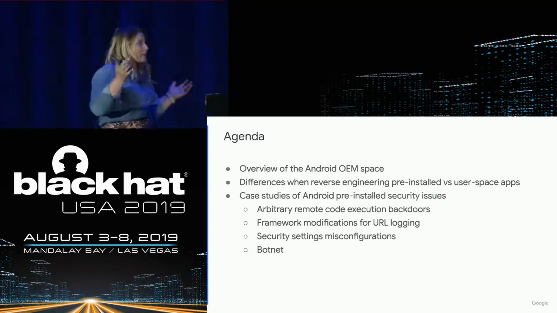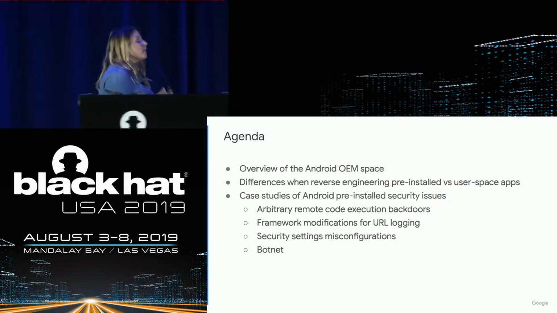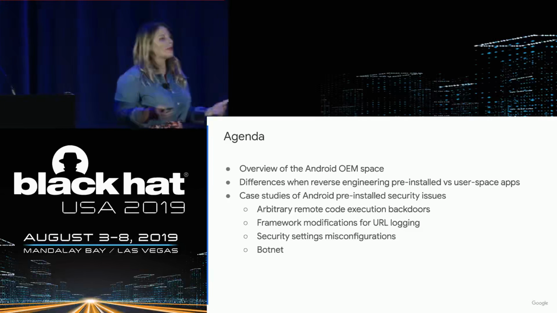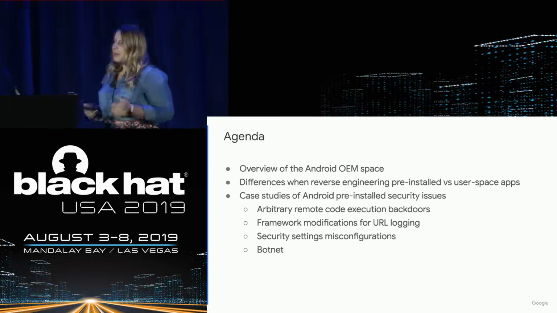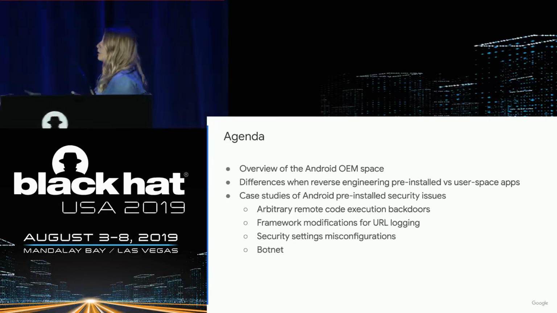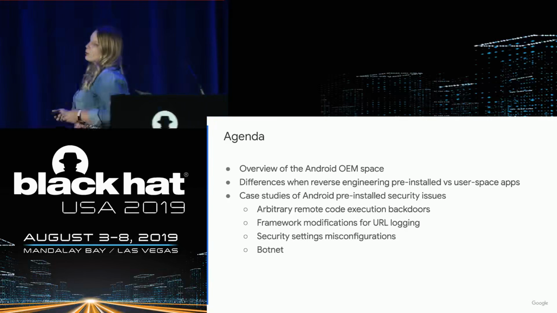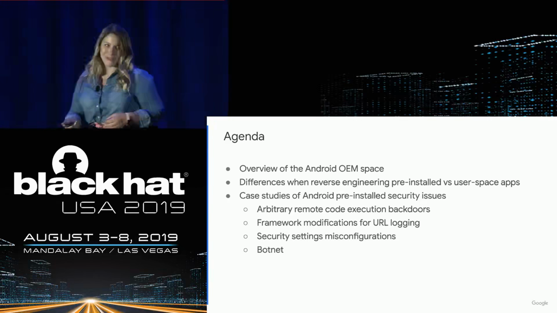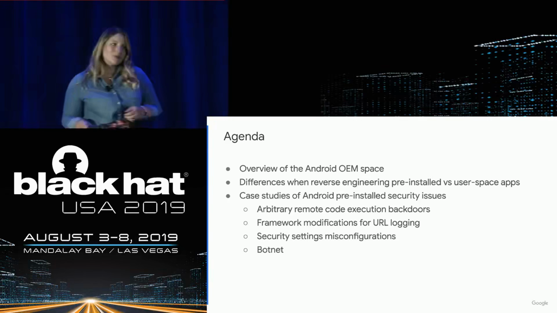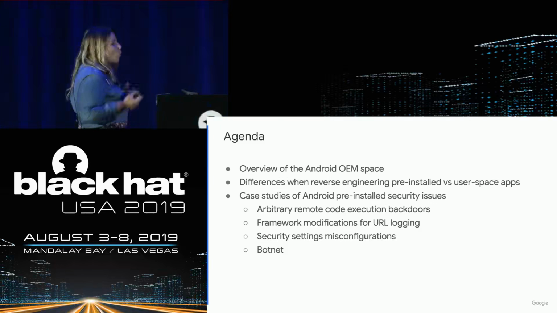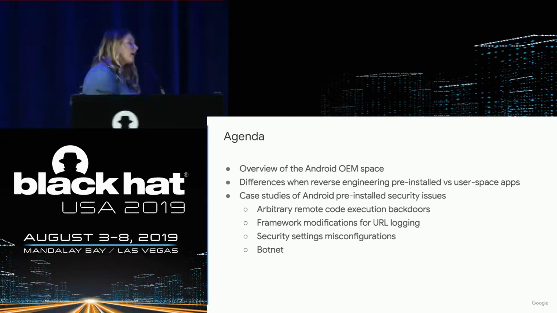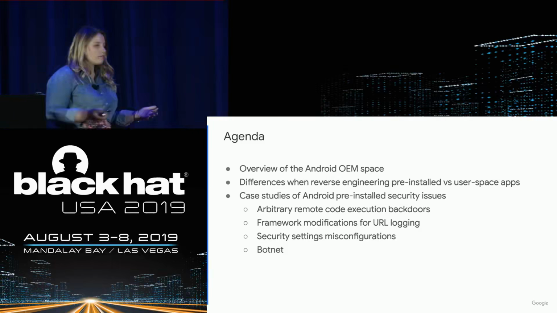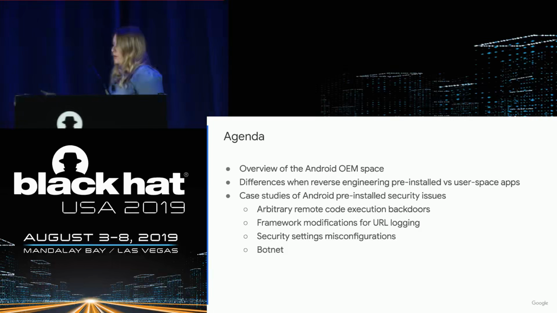So what are we going to talk about? We're going to quickly go through first an overview of the Android OEM's ecosystem and sort of what that space looks like. Then we're going to talk about my lessons learned from beginning to reverse engineer pre-installed Android apps when you're coming from a background of reverse engineering user space applications. Then we get into some of the fun stuff of what type of security issues can you find and have we found in the Android OEM build images. So we'll talk about 4 different case studies there.